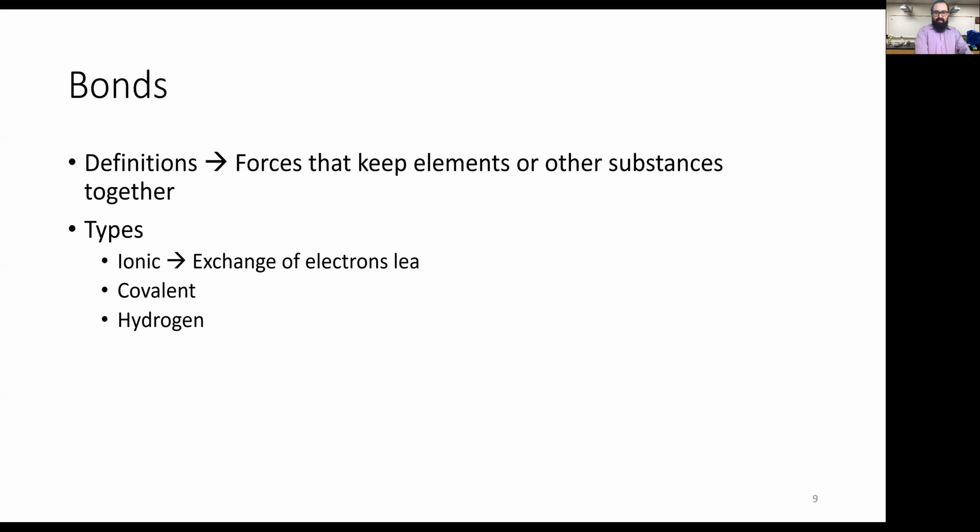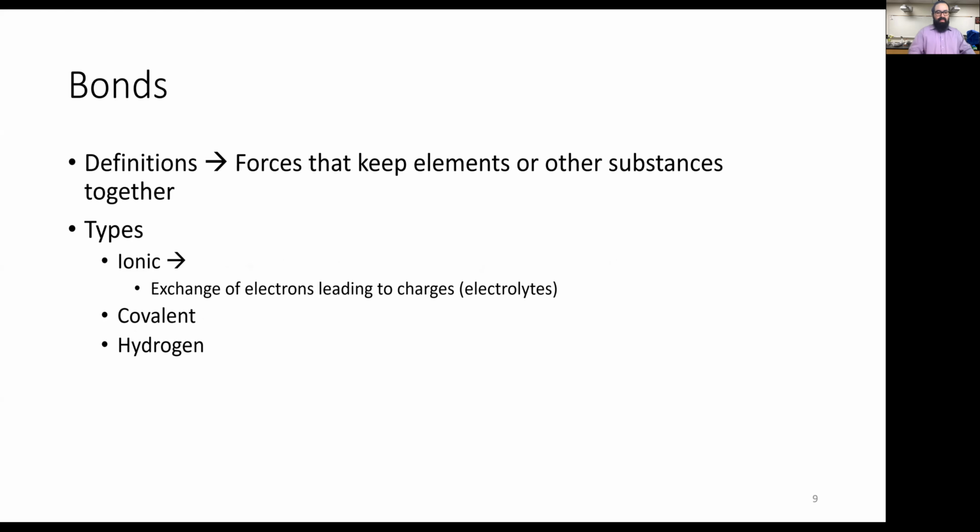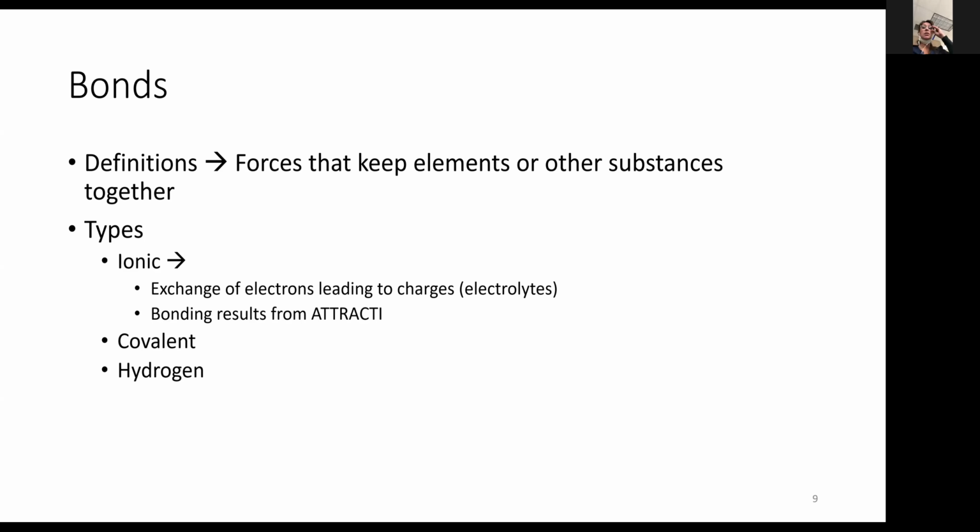Which lead to charges. So electricity. This is what you heard in topic B, called electrolytes. Those are the contributors to that. Let me add it below here. So that means that ionic bonds result from the attraction of negative and positive charge. Absolutely right. Attraction of opposite charges. Exactly said.